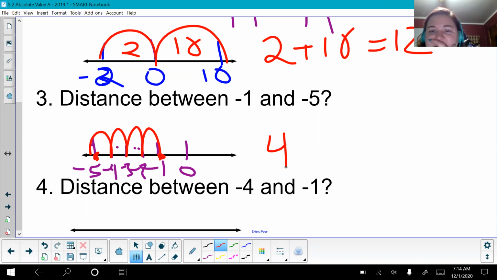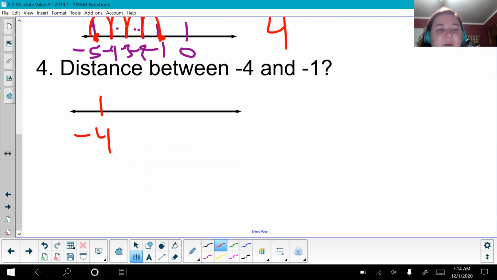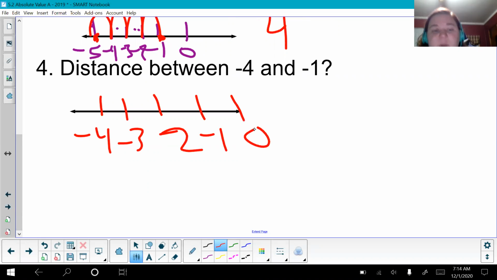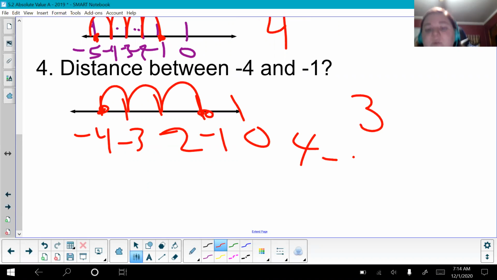So basically, you're just taking your two numbers since they're on that one side, and I just took 5 minus 1, which gave me 4. It's the distance between those two, right? Distance between meaning kind of like subtraction in a sense. Same thing here. If I had -4, then -3, then -2, then -1, and then 0 somewhere here, and I asked you what's the distance between these two, I have 1, 2, 3 spaces. So it's 4 minus 1 to get me 3.